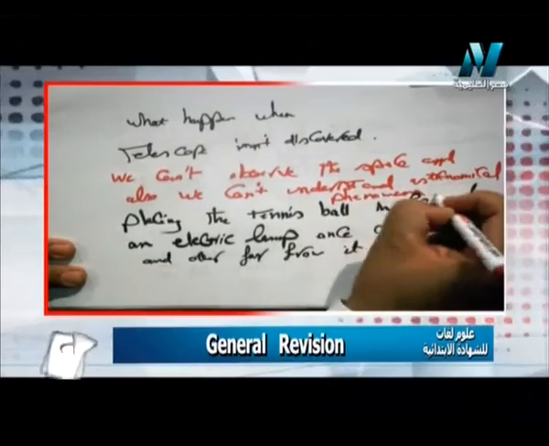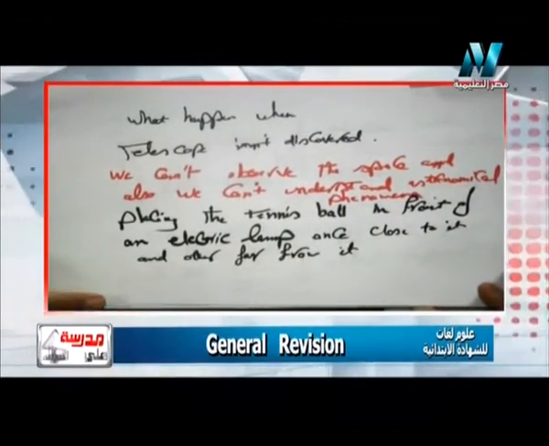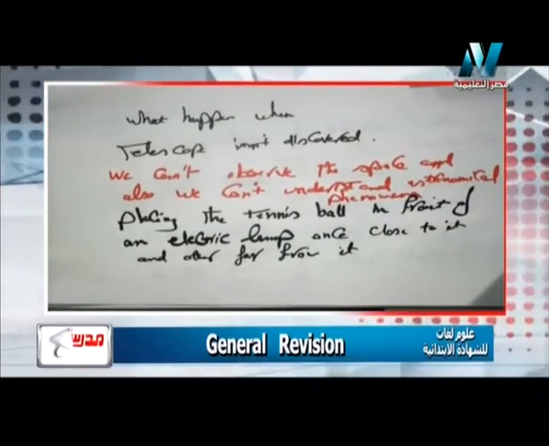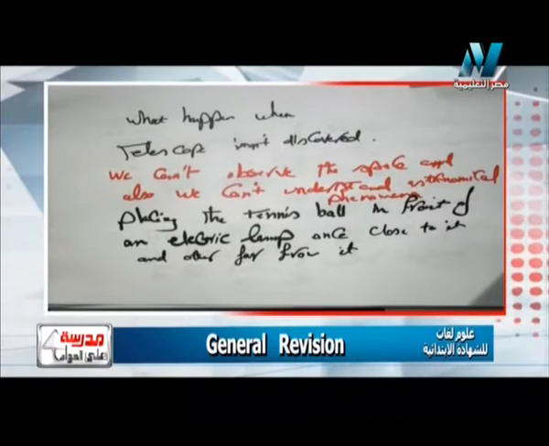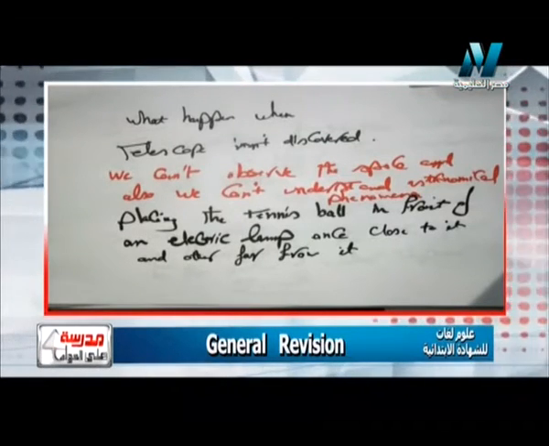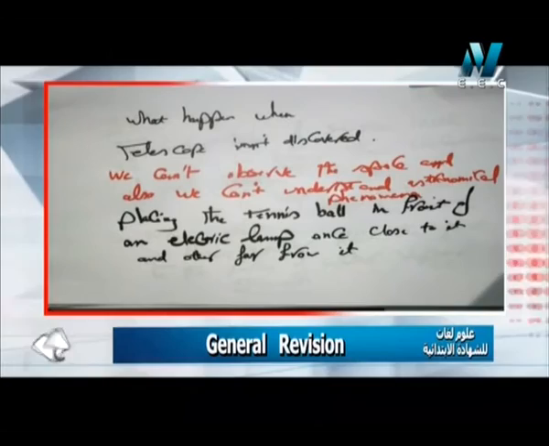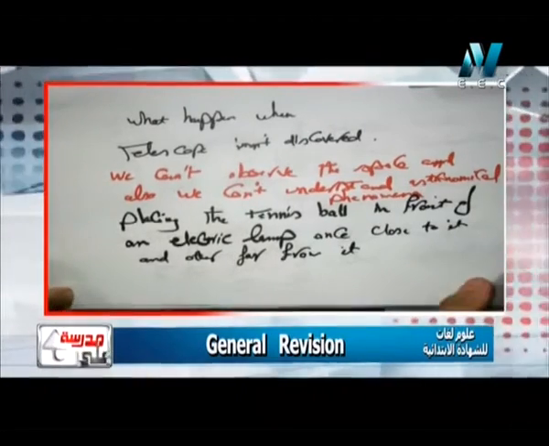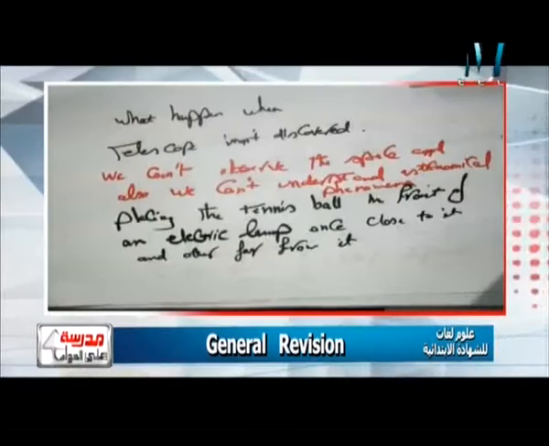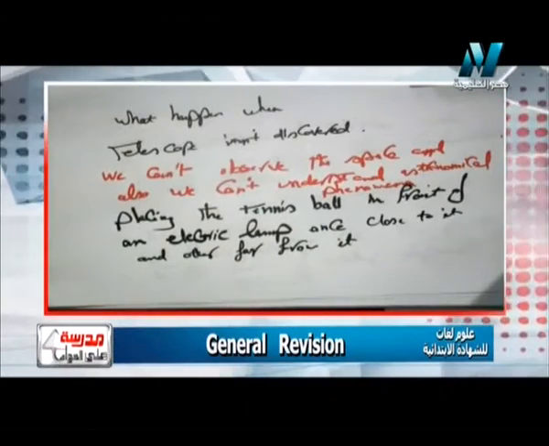astronomical phenomena. Okay, the last question. I think that placing the tennis ball in front of an electric lamp, once close to it and another time far from it, shows what happens during eclipses. So the lamp represents the sun and the tennis ball represents the earth or the moon.